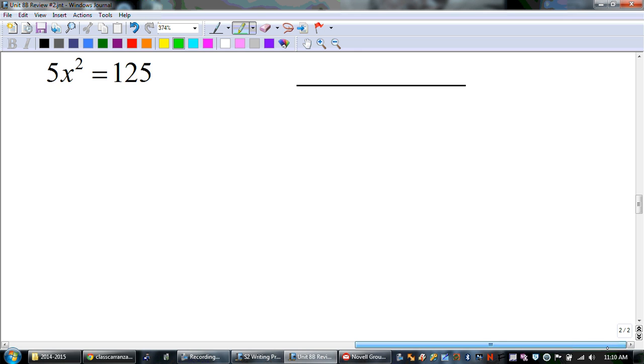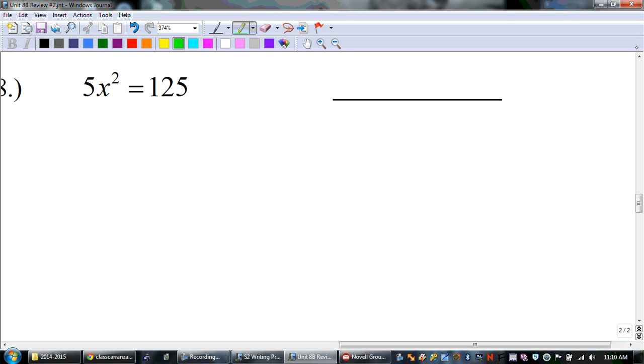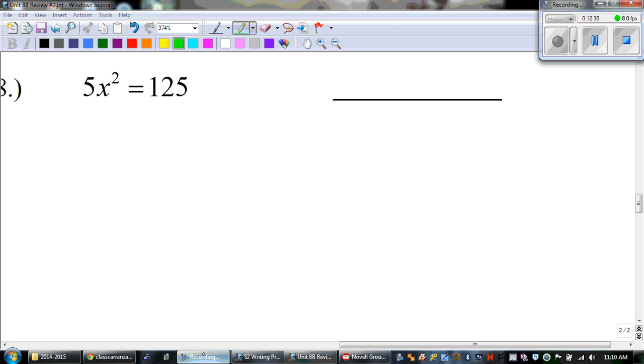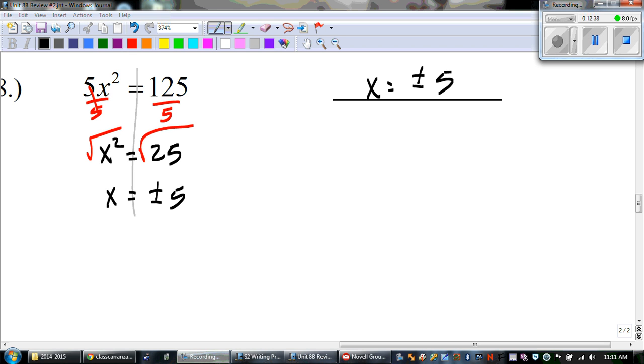All right, let's look at number 5. Now 5 is set up for inverses. Why don't you guys pause the video and see if you can solve this all on your own. Good luck. Okay, so I had to divide each side by 5 and then take the square root. So we get x equals plus or minus 5.